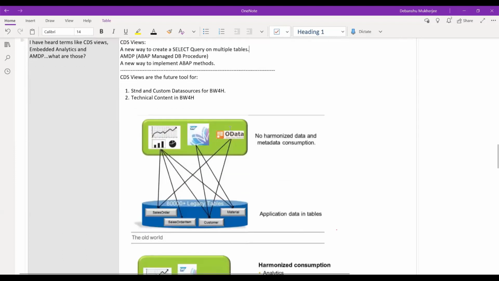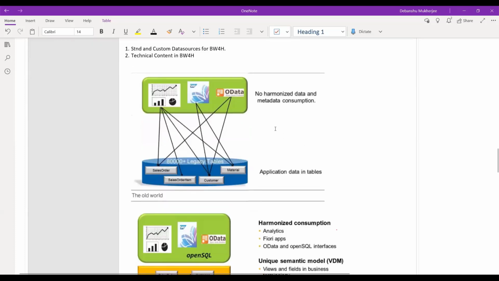And how are they relevant for BW? Well, as I told you, the data sources which will be released for BW4HANA in future will all be based on CDS views. Standard and custom data sources also you should create on CDS views. And the technical content in BW4HANA, technical content means your 0TCT, right? Your statistics, BI statistics, all that technical content will be based on CDS views. So that's why it's very important for us to understand what are the CDS views, how to create those CDS views, and how to consume that in BW4HANA. Everything is there as part of this training. Okay, don't worry about that.